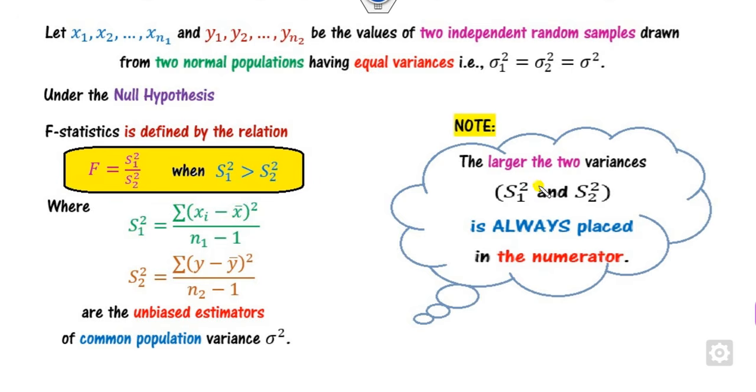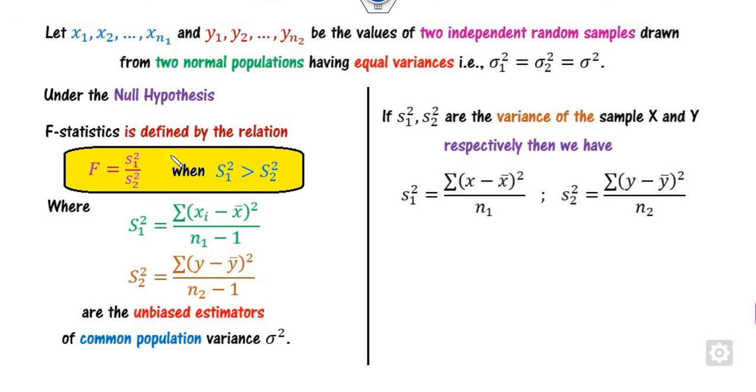So remember that whichever of S1 or S2 is larger, you always place it in the numerator. So when S1 is greater than S2, you write S1 squared over S2 squared. If you have the variances of the samples x and y, denoted this way, then you can define the capital S1 from here. You can find the numerator value.